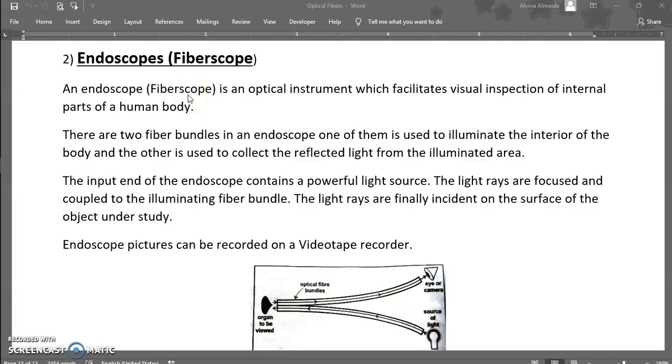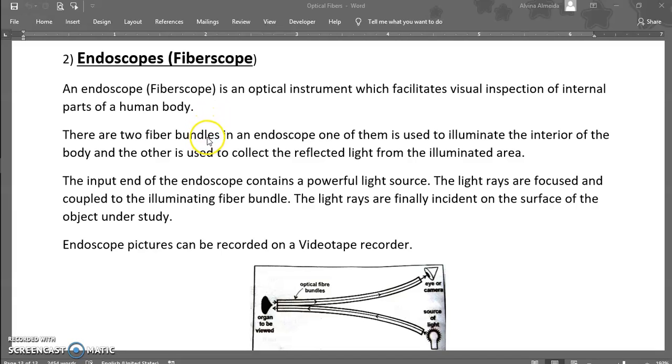Now, fiber scope or endoscope is an optical instrument which facilitates the visual inspection of internal parts of the body. It is widely used as a bronchofibroscope. It is used as a gastrointestinal fibroscope. It can be used as a laparoscope, etc. These endoscopes are highly used in medical diagnosing.